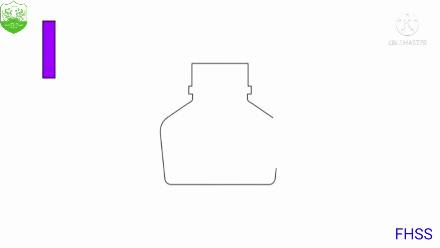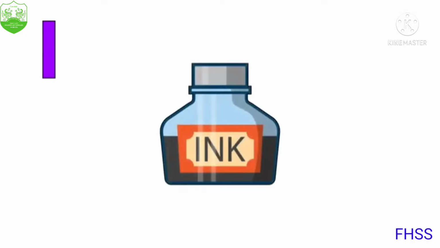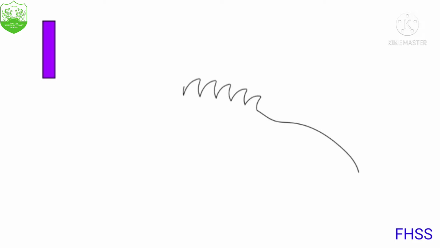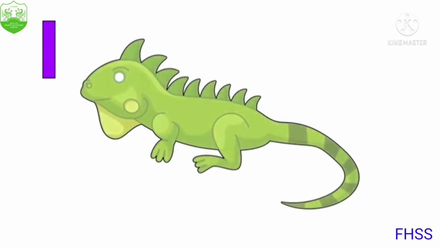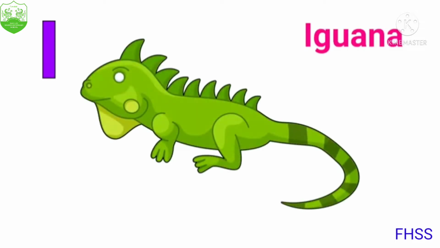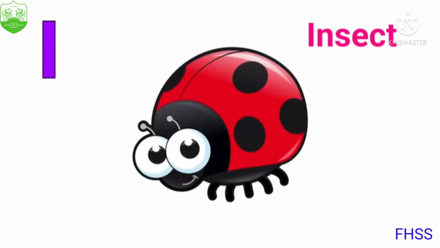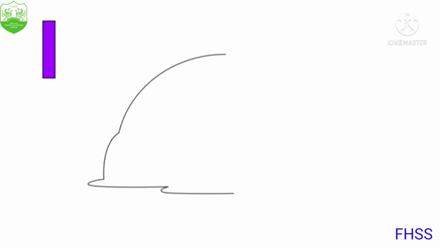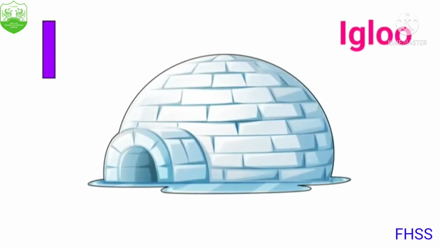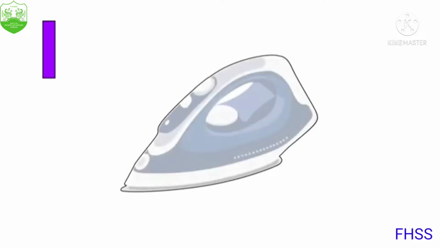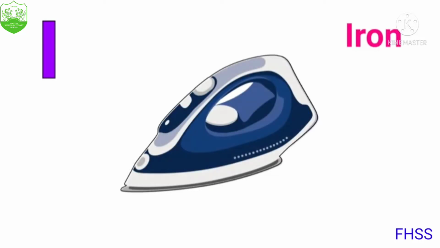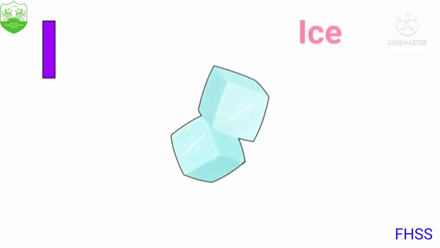I says E, E, as in ink. I says E, E, as in iguana. I says E, E, as in insect. I says E, E, as in igloo. I says E, E, as in iron. I says E, E, as in eyes.